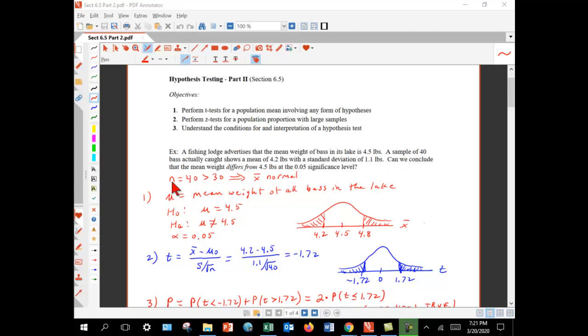So let's see if we can do the problem. n, our sample size, is 40. That's bigger than 30, so the sample mean will have a normal distribution, and we're good to start our calculations.